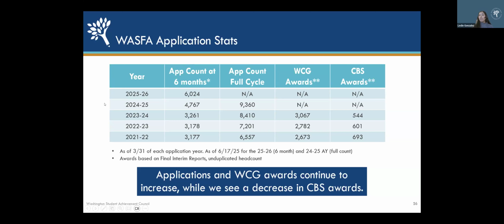And so we don't yet have the WCG awards or CBS award information available yet because they are dependent on final interim reports. And so we are just now in final interim for 24-25. So we're not able to provide that information quite yet. But as you can see, applications and WCG awards continue to increase while we have seen a decrease in college-bound awards.